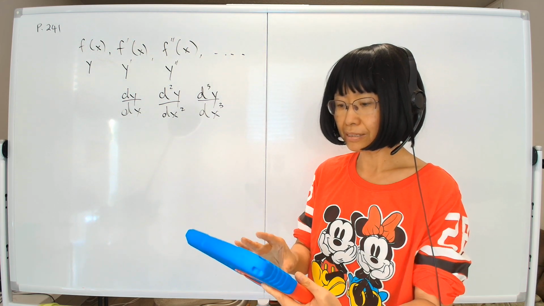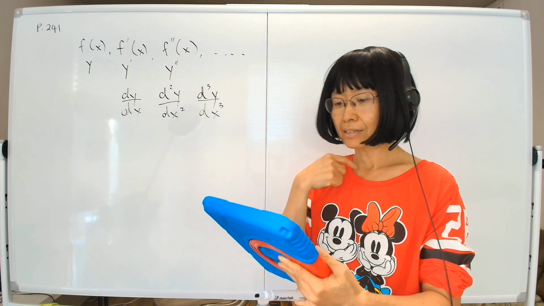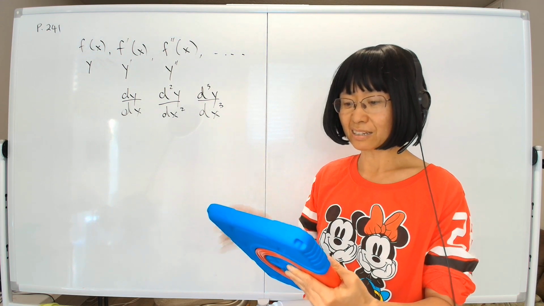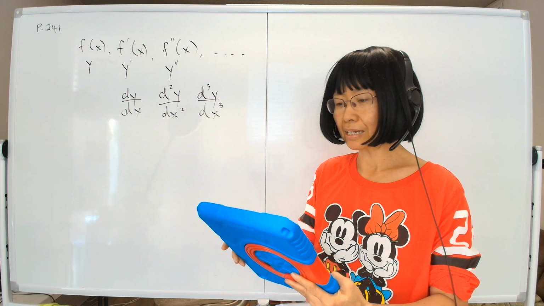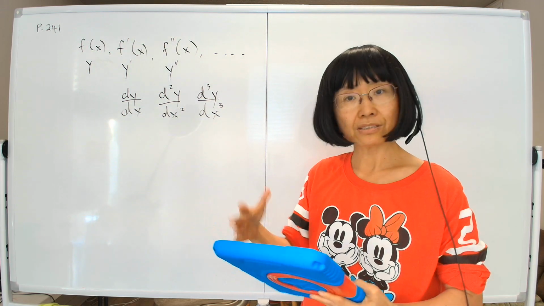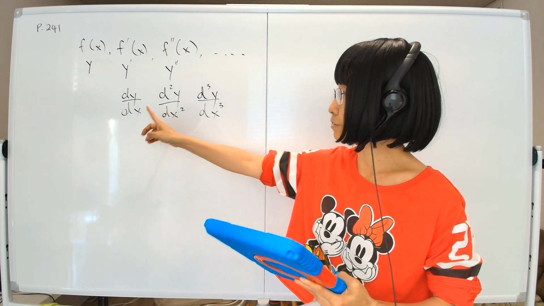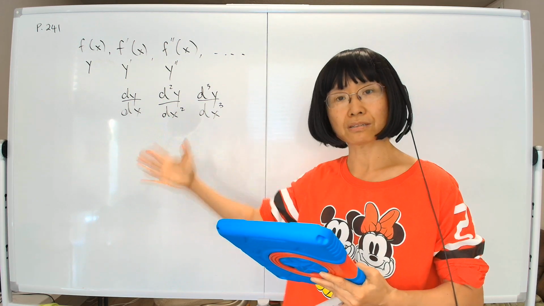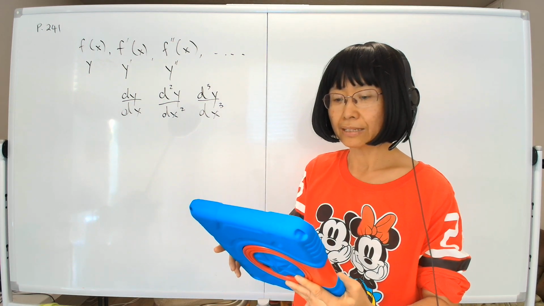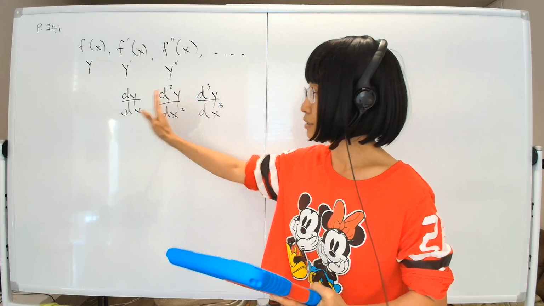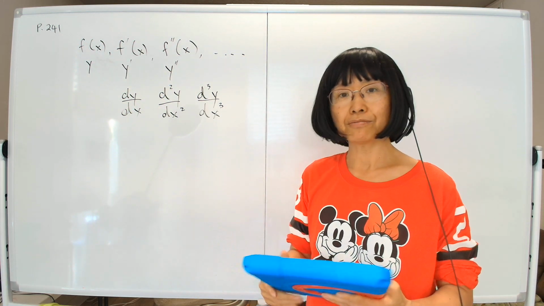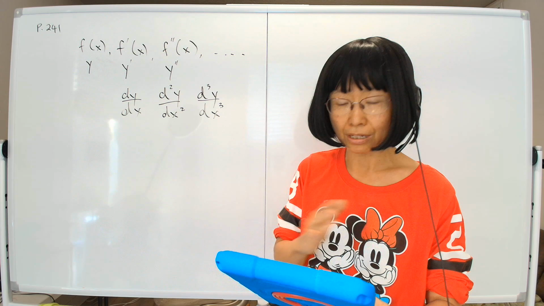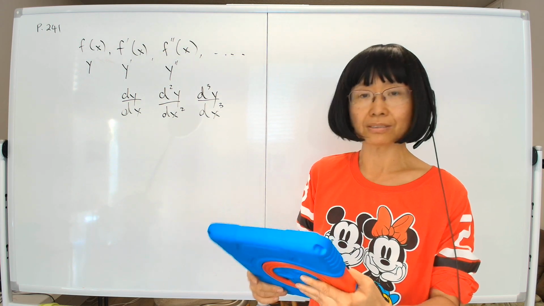Example 3.16, the acceleration. This is somewhat of a word problem, not really. But the acceleration has to do with the second derivative. The first derivative is the speed, which is called velocity in physics. And then the second derivative, when you take the derivative of the speed, is called acceleration. Acceleration will come up quite a bit in our calculus derivative classes.